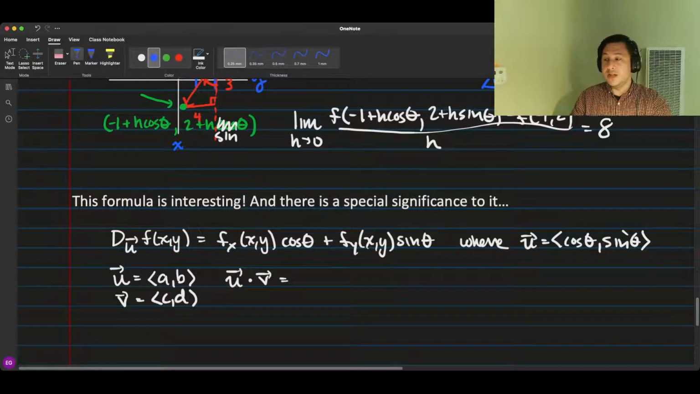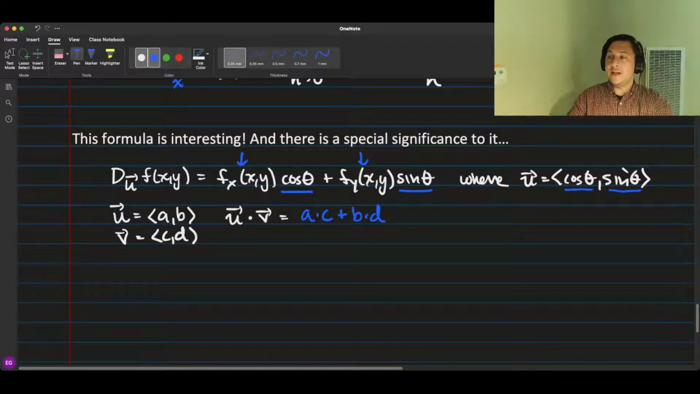So if you dot product two things, you take their components and you multiply them. So you take the first components of u and v, and that's going to be a times c. And then you take the second components, b and d, you multiply them and you add them together. And if you look at this formula, what are these two things? They are the components of u. And they're being multiplied by these other two things, which are maybe the components of something, and they're being added.